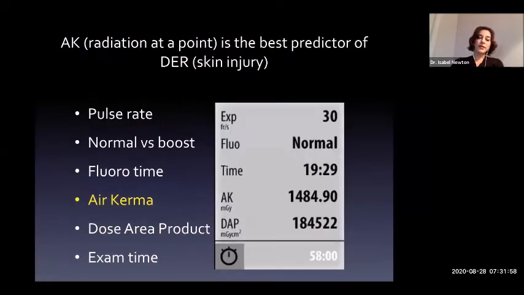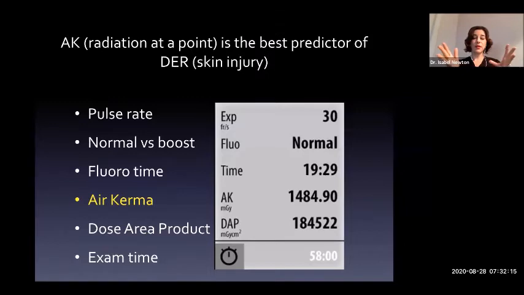Whereas dose area product is the best way of predicting stochastic effects, air kerma is the best way of predicting deterministic effects or skin injury. This is radiation at a point, and this is usually expressed in milligray.